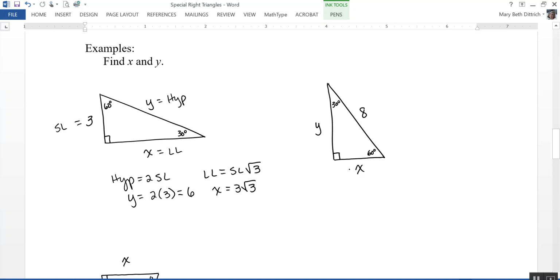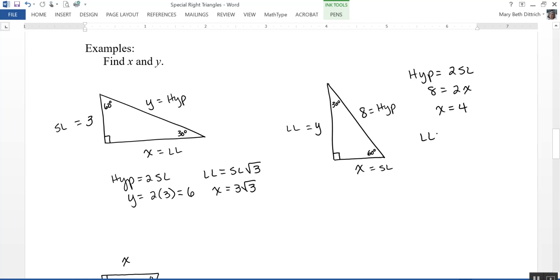Over here, I have that my short leg is x, my long leg is y, and my hypotenuse is 8. So since I know the hypotenuse, let's start with that. Hypotenuse is equal to 2 times the short leg. 8 equals 2 times x, or x is equal to 4. So my short leg is 4.